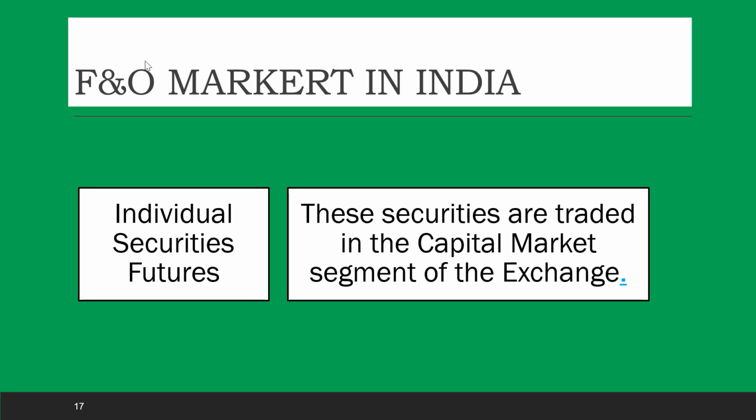Individual securities futures. These securities are traded in the capital market segment of the exchange. All these securities on which futures and options happen are also traded in the capital market, that means the cash market. In the cash market, you can buy the shares. In the futures market also, these securities can be bought. So there's an option either to take a bet on the cash market, or in the futures and options market. That is called the capital segment of the exchange.